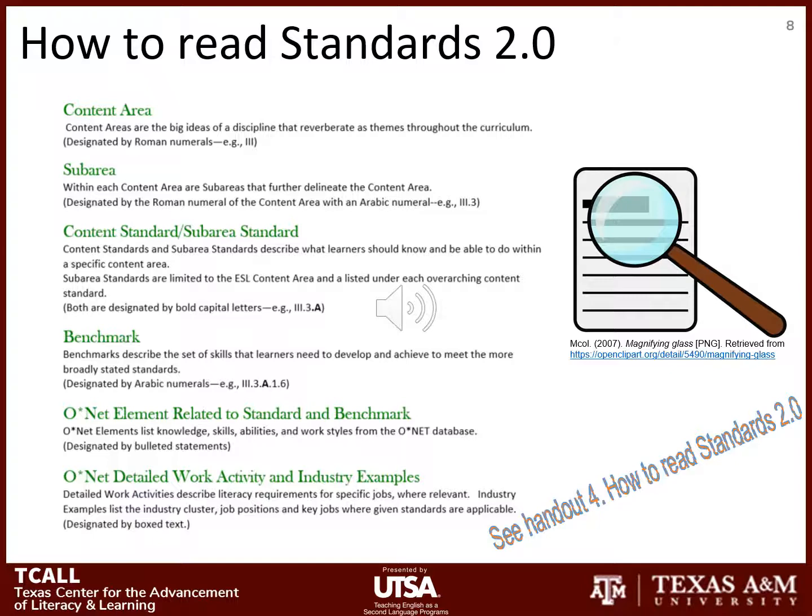Finally, there are 2 new sets of materials that are embedded in the new set of standards that are going to be released in January and that you have received an advanced copy of. Those are the ONET elements related to standards and benchmarks, and the ONET developed detailed work activities and industry examples. What's nice about these 2 additional features is that it gives you some concrete examples of the ways to think about a given standard and benchmark in direct relationship to a workforce embedded context.